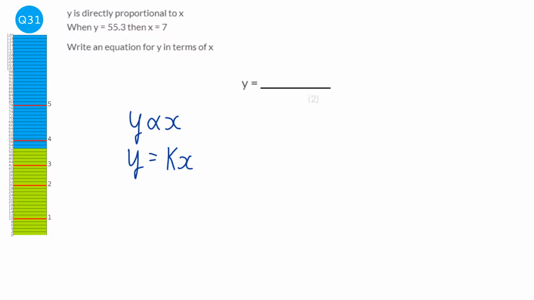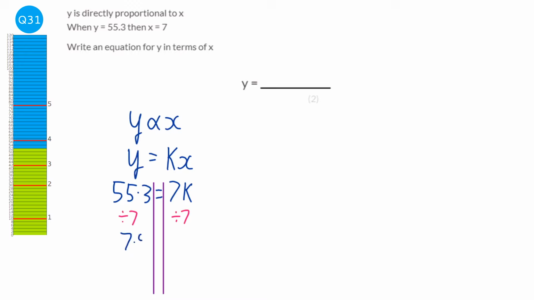So y is 55.3 and x is 7, so it would be 7k. We're just going to put our lines in and solve this. So it's going to be divide by 7 both sides, and 55.3 divided by 7 is 7.9. And that's what k is. So we're going to rewrite this formula, y equals 7.9x. And that is actually our answer.